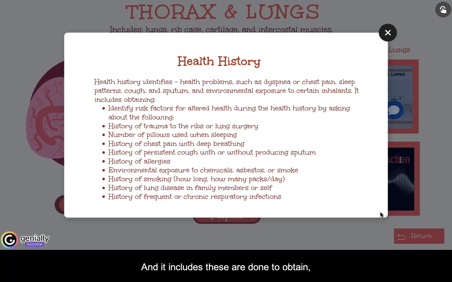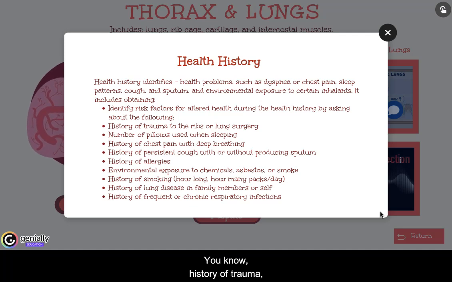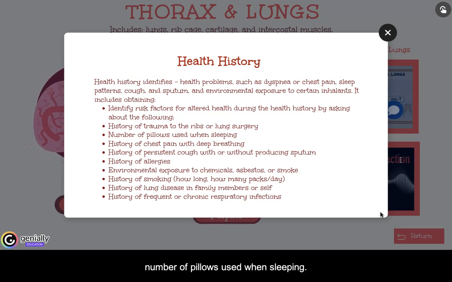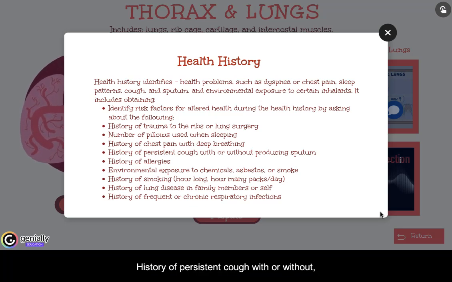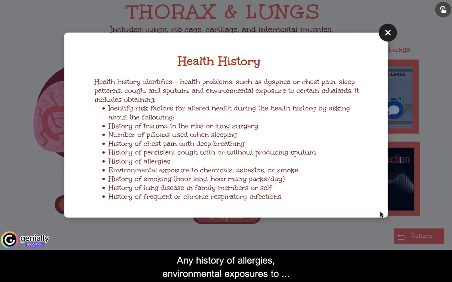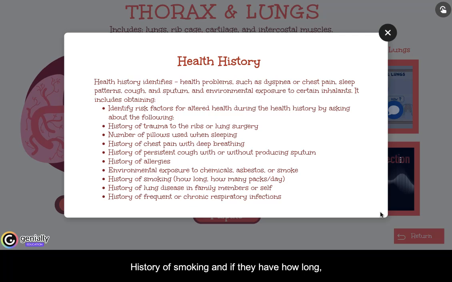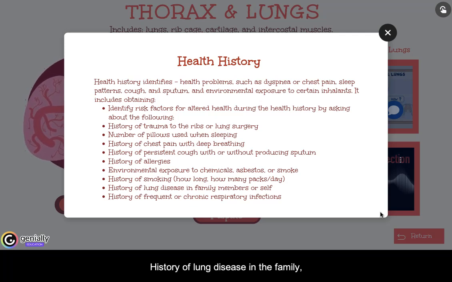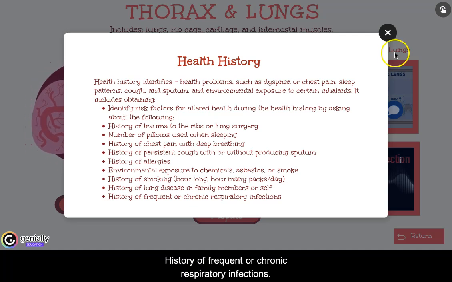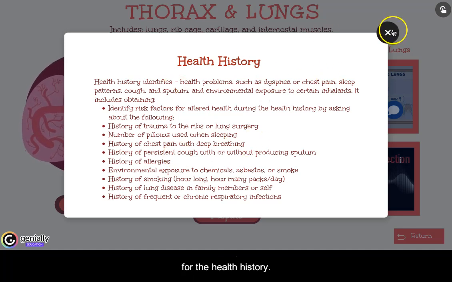These are done to identify risk factors for altered health: history of trauma, number of pillows used when sleeping, history of chest pain with deep breathing, history of persistent cough with or without sputum production, any history of allergies, environmental exposures to chemicals, asbestos, or smoke, history of smoking, and if they have, how long and how many packs a day, history of lung disease in the family members or themselves, history of frequent or chronic respiratory infections. So this is all the data you would need for the health history.